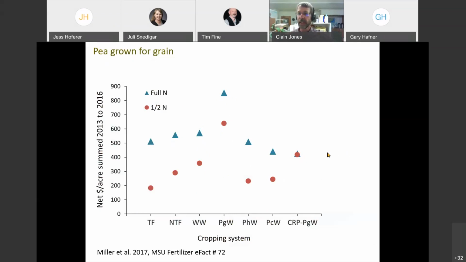Is pea grain different from pasture peas or cow peas? The pea that we're growing in these studies is what's called field pea, which is different than a cow pea. It's typically grown for grain. It's sometimes grown for forage. Cow pea is a different kind of pea. So pea grown for grain followed by wheat is more profitable than any of these other 6 systems, at least in this study.